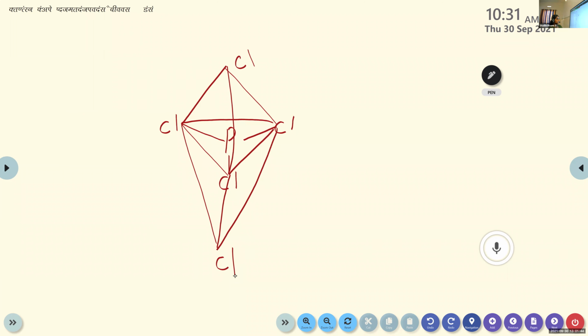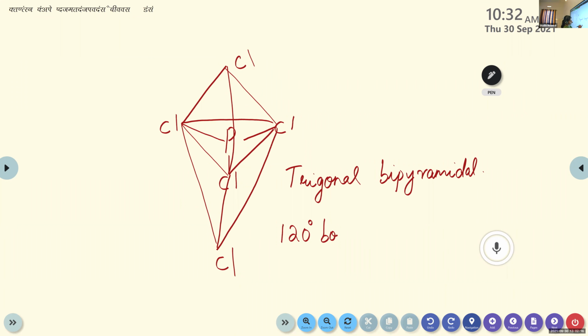This is clear, children? So this type of shape is known as trigonal bipyramidal. And two types of bond angle will be there in the shape of trigonal bipyramidal. That is 120-degree bond angle for the equatorial bonds in the plane. Equatorial bonds.